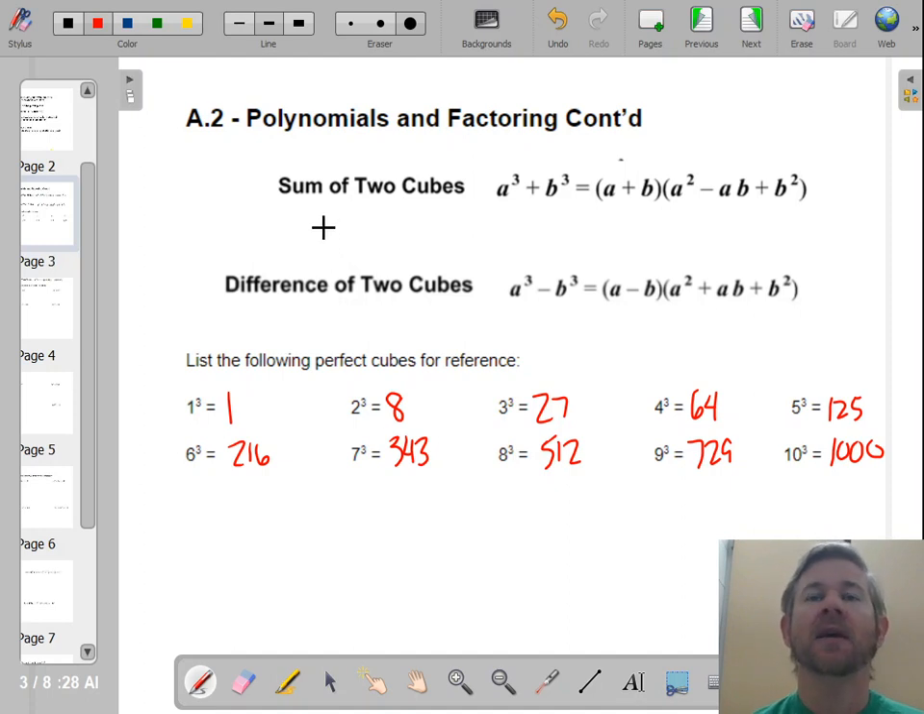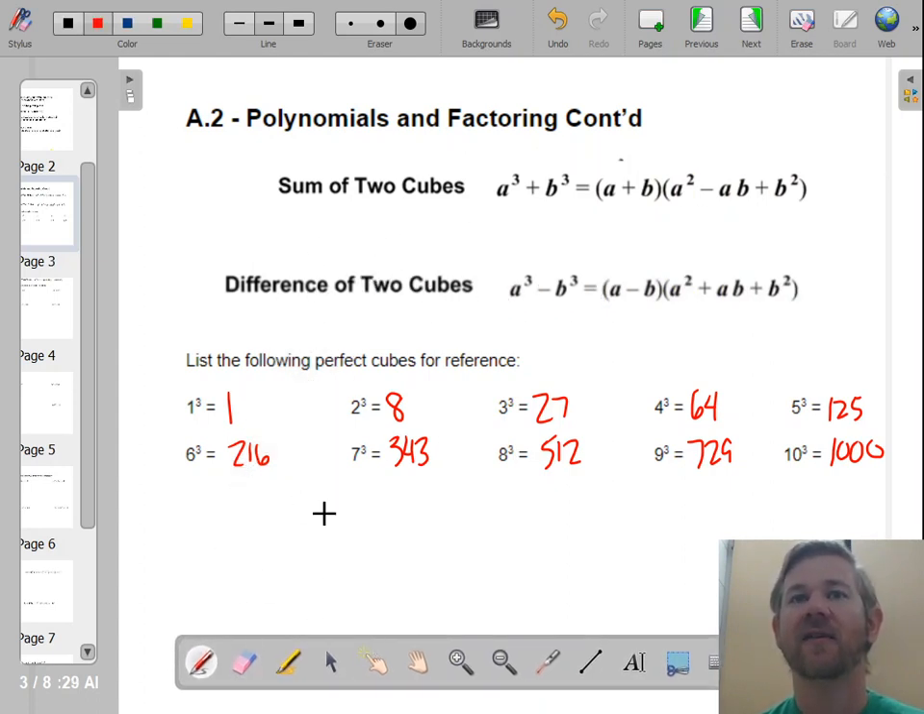So the two formulas are sum and difference of cubes. Now they are the same formula. You have a cubed and b cubed. I say they're the same formula, but they're just one little tweak to them. You have a, b, a squared, ab, b squared. So they're set up the same way. The only thing that's different between these two formulas is you have a sum formula and a difference formula.